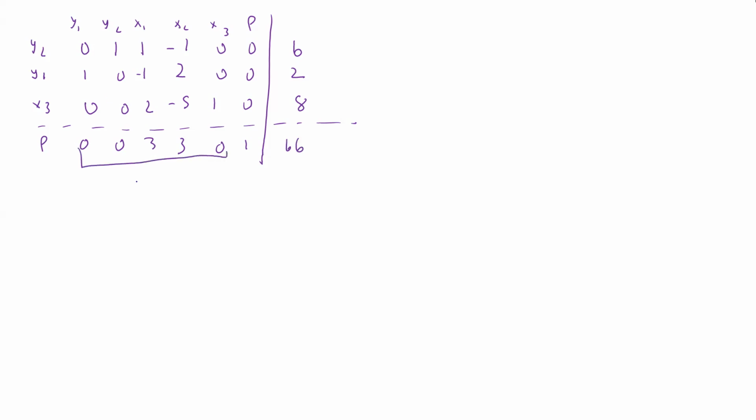All positive. So we're going to stop at that point, and we're just going to say the min C is equal to what? 66. And what do we have? We have x1 is 3, x2 is equal to 3, and x3 equals 0. Okay, so that's what we get. And so that's going to be our case.